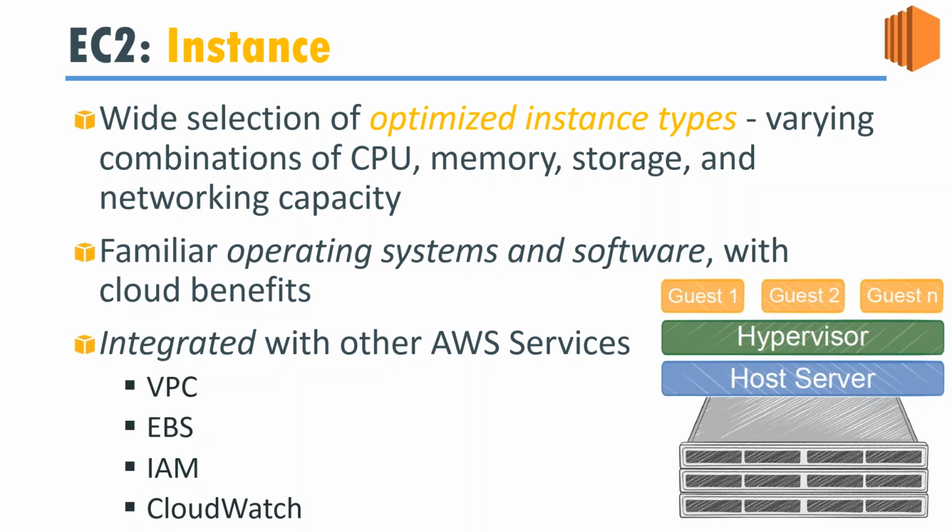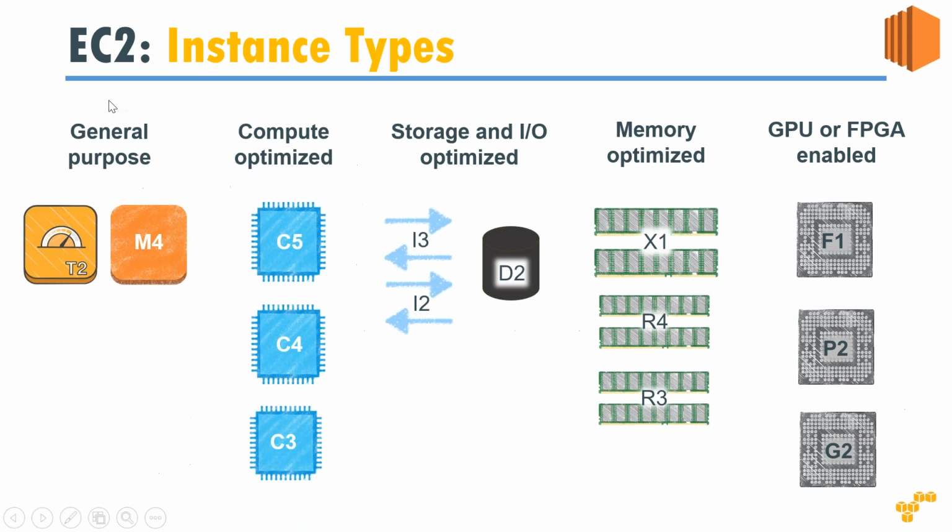So let us look in detail at the combinations of software and hardware that are available for us. That is, the different instance types that are available for us to use. So far we were using the T2 micro. Now onwards we will start looking at the different instance types that Amazon provides.